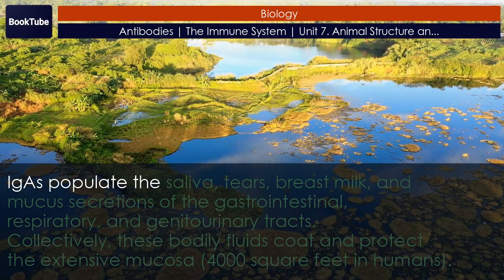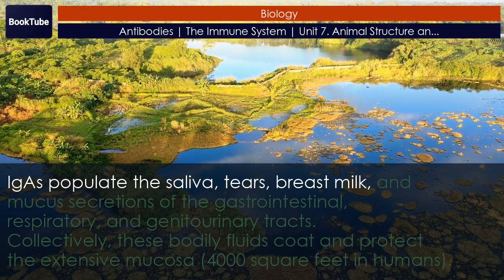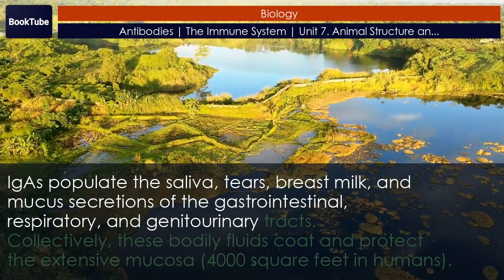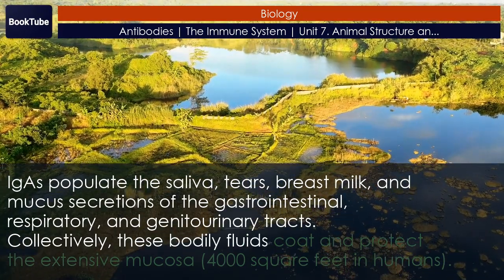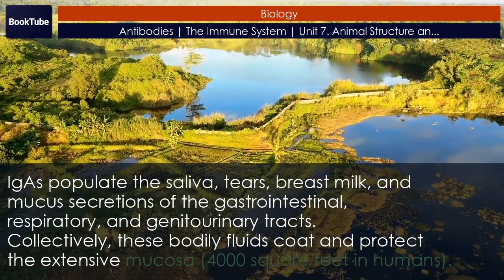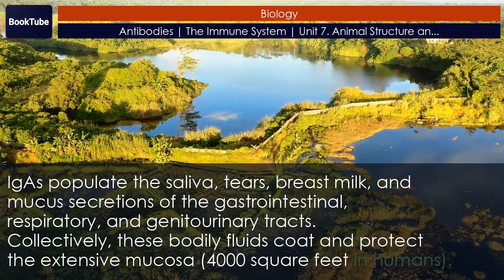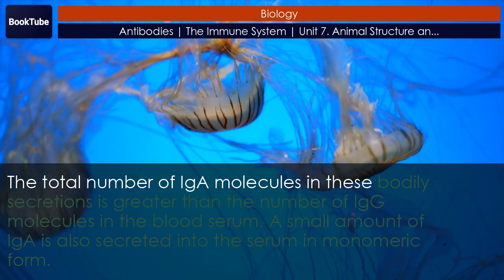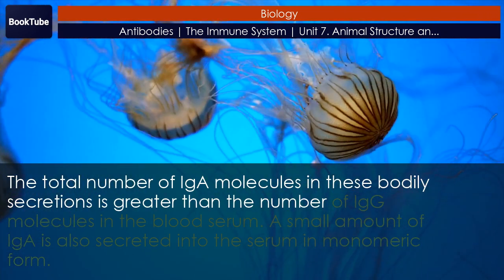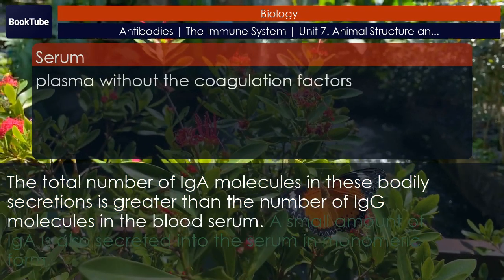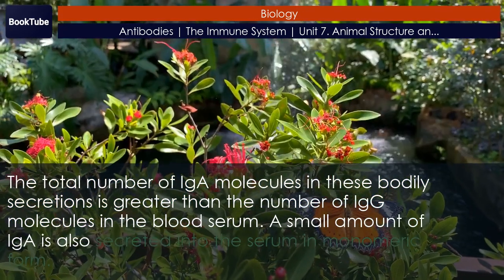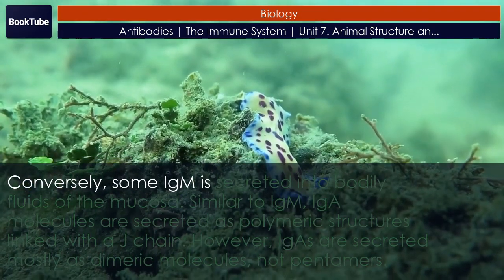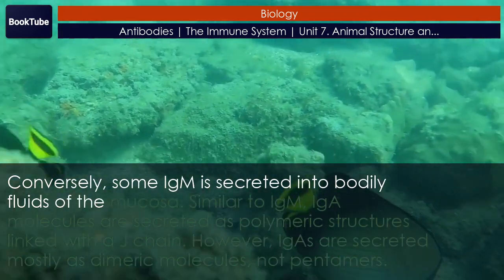IgAs populate the saliva, tears, breast milk, and mucus secretions of the gastrointestinal, respiratory, and genitourinary tracts. Collectively, these bodily fluids coat and protect the extensive mucosa, 4,000 square feet in humans. The total number of IgA molecules in these bodily secretions is greater than the number of Ig molecules in the blood serum. A small amount of IgA is also secreted into the serum in monomeric form. Conversely, some IgM is secreted into bodily fluids of the mucosa.